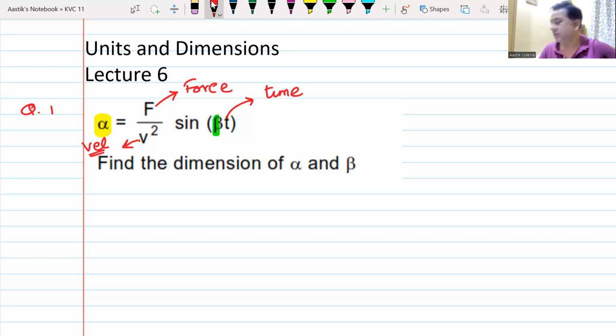Alpha is M to the power 1, T to the power minus 1, that is alpha. Okay, what about beta? Beta is T to the power minus 1, the easier one to get. That is absolutely correct. Your answer for alpha may be wrong. Can you try again for alpha? Beta is absolutely correct. Don't worry, we are going to solve it.